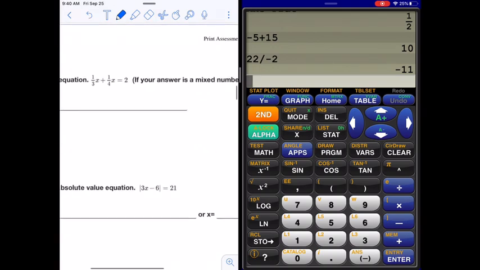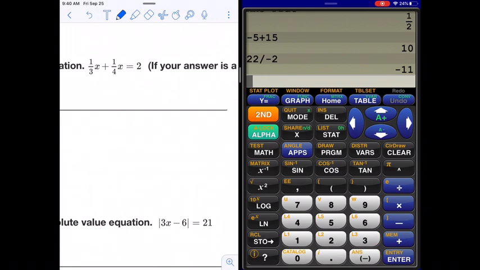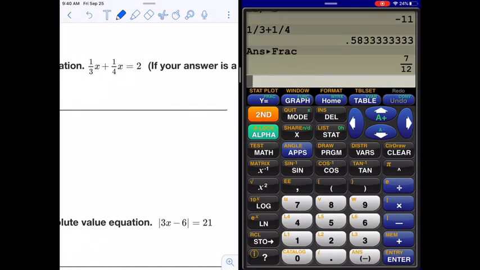Number 6, I want to remind you guys how to put in fractions. We are not scared of these. We're just going to type them in. 1/3 plus 1/4 equals, you're going to hit math, enter, enter. See how nice that is? 7/12. x times 7/12 equals 2. I'm going to divide both sides by 7/12 to get rid of it, like that.